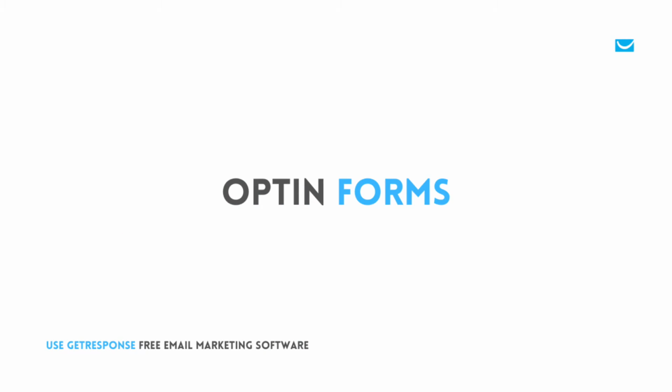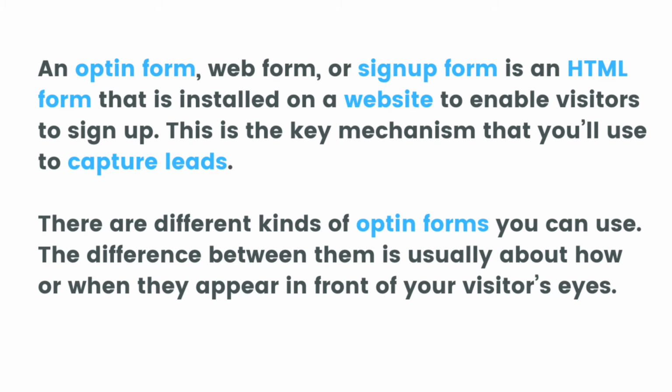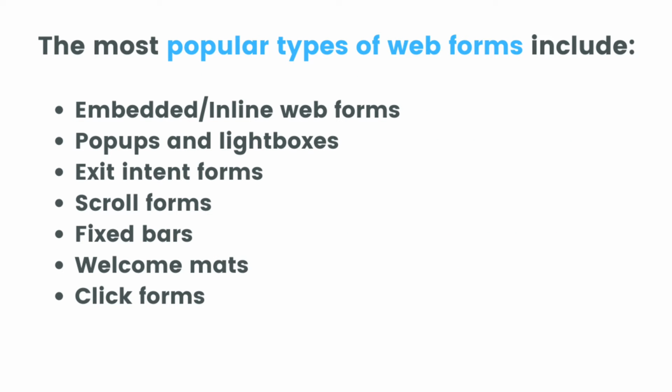Opt-in forms. An opt-in form, web form, or sign-up form is an HTML form that is installed on a website to enable visitors to sign up. This is the key mechanism that you'll use to capture leads. There are different kinds of opt-in forms you can use. The difference between them is usually about how or when they appear in front of your visitor's eyes. The most popular types of web forms include embedded or inline web forms, pop-ups and lightboxes, exit intent forms, scroll forms, fixed bars, welcome mats, and click forms.